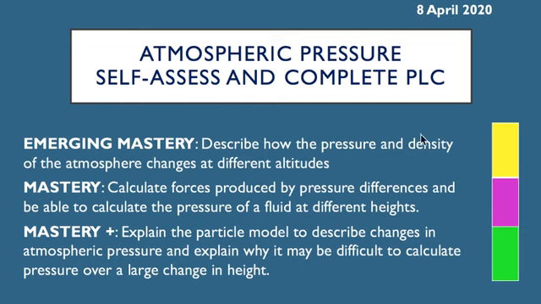Okay, so that's atmospheric pressure. We've looked at how the pressure and density of the atmosphere change at different altitudes. We've looked at the particle model, and we've explained why it might be difficult to calculate pressure over a large change in height using the equation that we've used. So that's this lesson over.